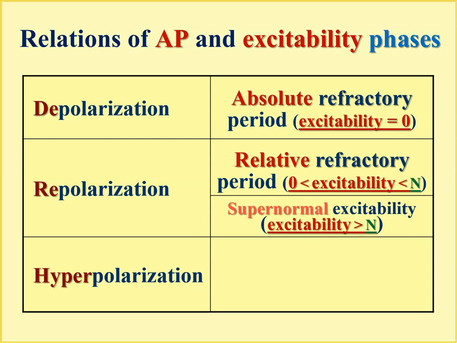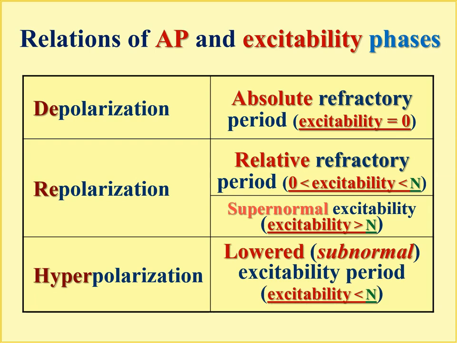So it becomes even easier than usually to excite the cell, to excite the membrane. And hyperpolarization corresponds to lower, decreased excitability, and it's called subnormal excitability. Supernormal before and now subnormal. Excitability becomes less proportionally to the degree of hyperpolarization. Usually this is not very deep hyperpolarization, so excitability decreases not so much.